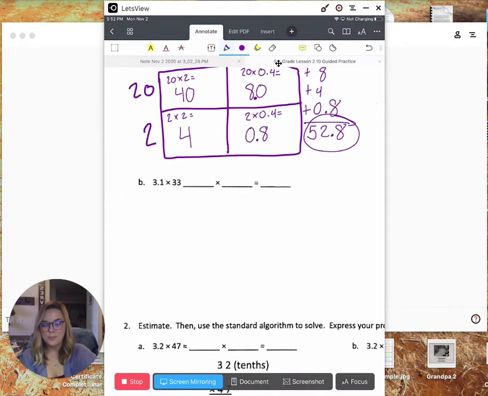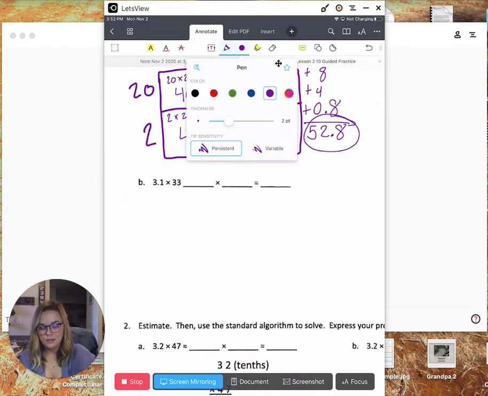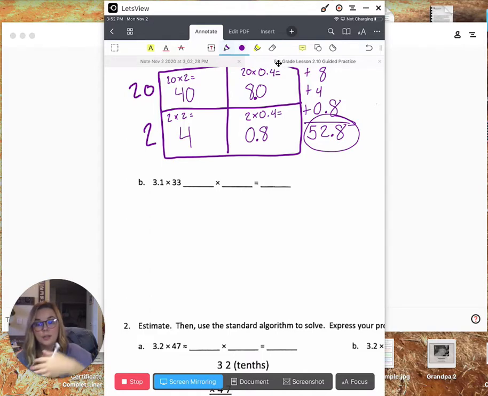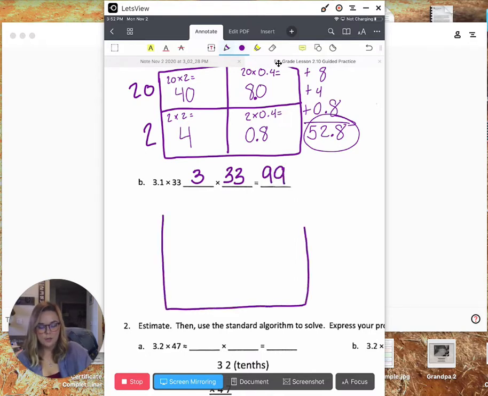So let's take a look at B. Again, I'm going to estimate and then multiply. So 3 and 1/10 I can round to 3. 33 I'm going to keep as 33. So 3 times 33, I get 99. So my answer is going to be somewhere around 99.